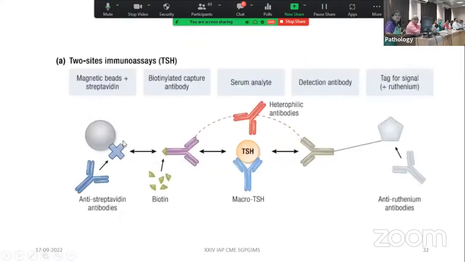So in a TSH assay, you can have interference at all these levels. You can have interference when you have anti-streptavidin antibody, because then it will bind here. In the TSH assay, you have magnetic beads which are labeled with streptavidin. The biotinylated capture antibody binds to the streptavidin. Then you add TSH, which binds to this capture antibody. You have the antibody labeled with ruthenium, and then you get the reaction and read it. So at all these steps, you can have interference.